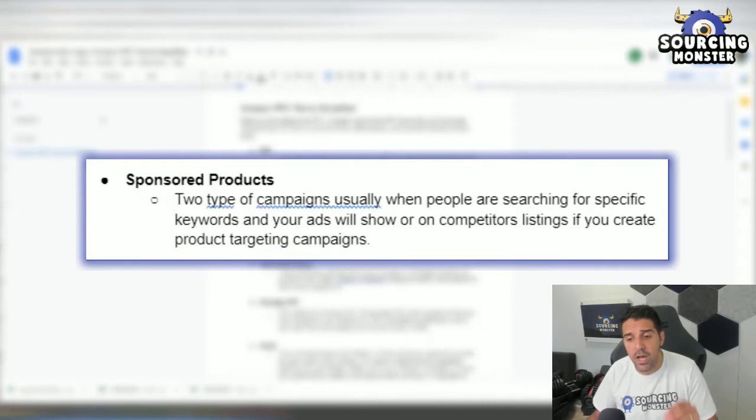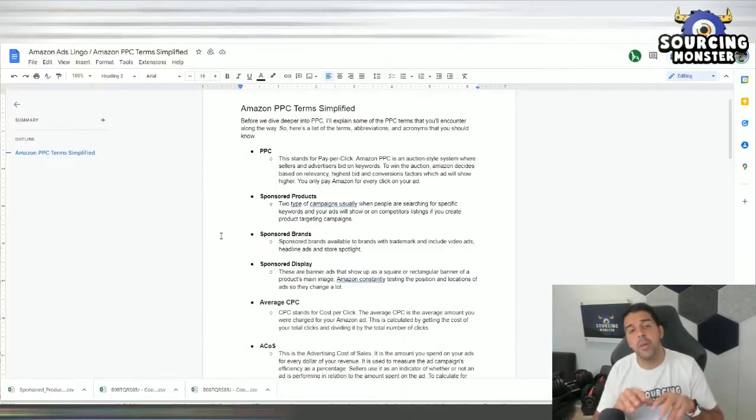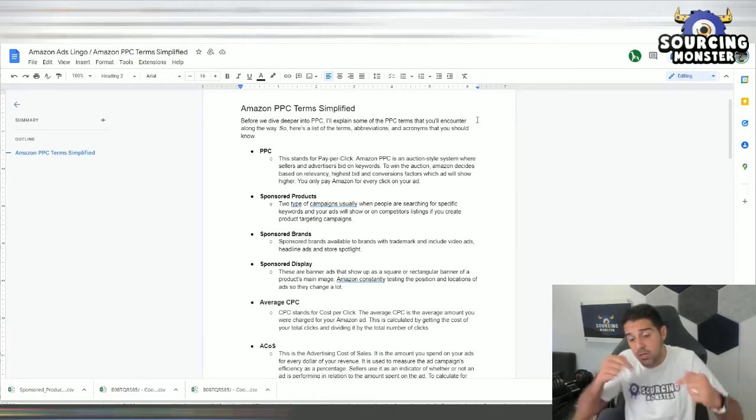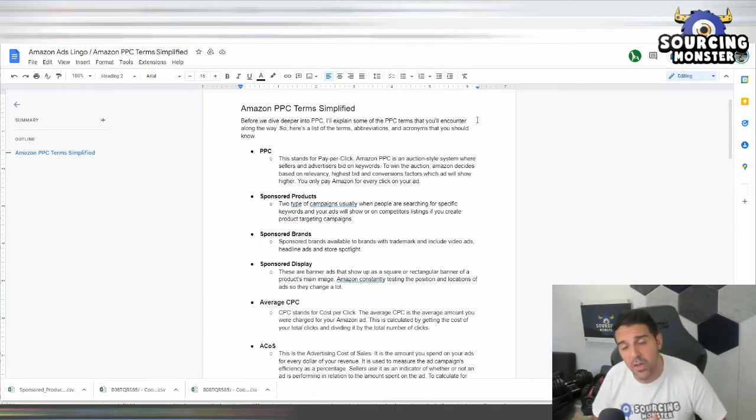Sponsored products, two types of campaigns usually: when people are searching for specific keywords and your ads will show, or on competitors' listings if you create product targeting campaigns. So again, if people search for a keyword on Amazon, your ad could show in that sponsored products campaign, or if you go to other competitors' listings, your ad is showing in the sponsored product section.